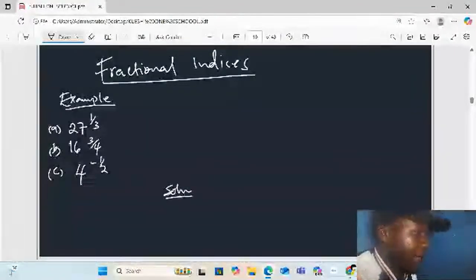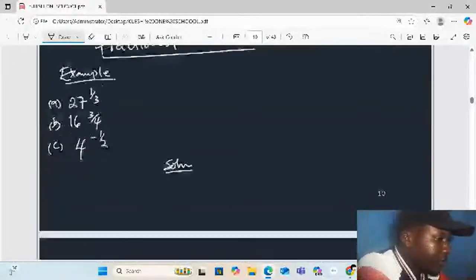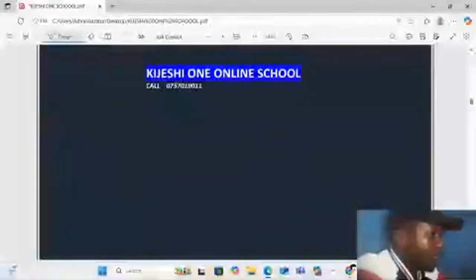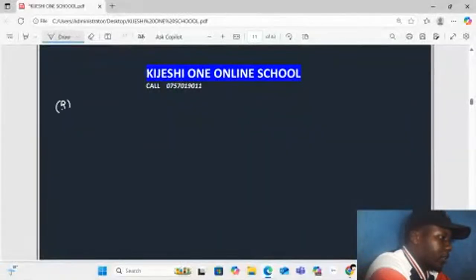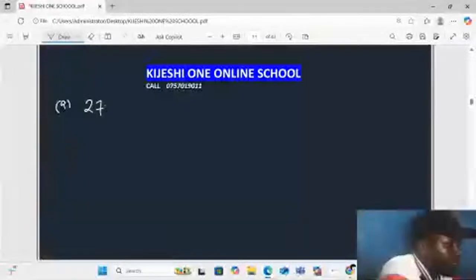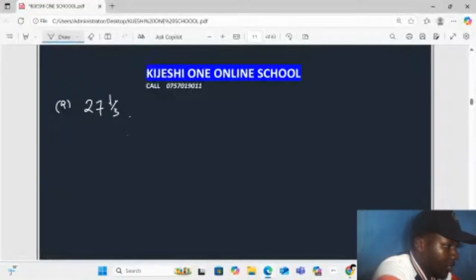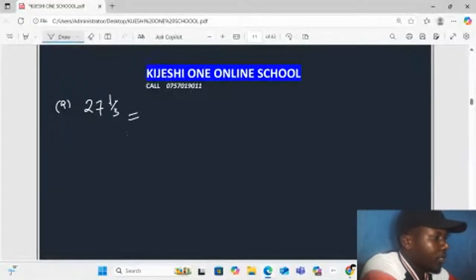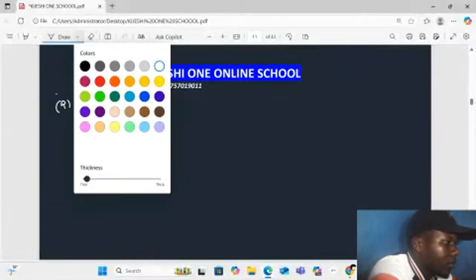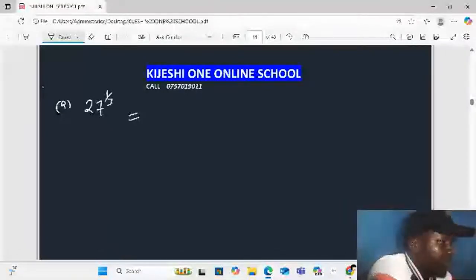You can start with A. So A, you can have our A here. We have 27 raised to a third, and then we have to solve it. 27 raised to a third.